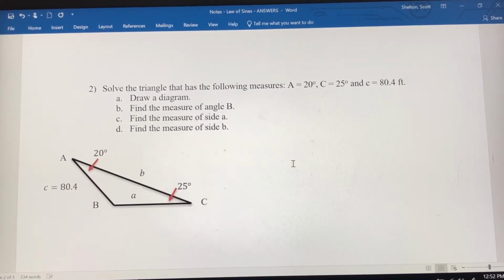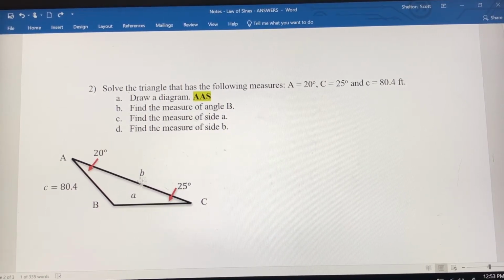All right, this video is going to be using law of sines to solve an oblique triangle when the information is given in the order angle, angle, side. If you'll notice our diagram, we're given angles A and C, which are 20 and 25 degrees respectively, and we're given side C. Side C is opposite a given angle here at 80.4. So we've got angle, angle, side. That allows us to use the law of sines.